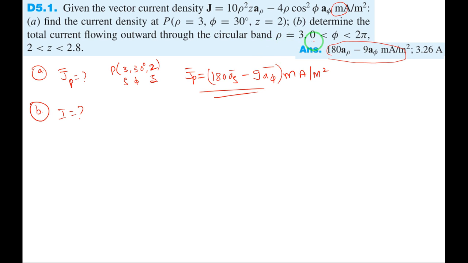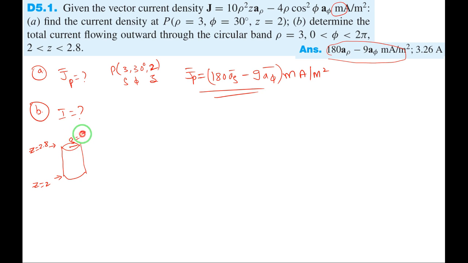So rho equal to 3, phi is 0 to 360, which means it will form a cylindrical structure, like this. Z is varying from 2 to 2.8. The radius rho is 3.